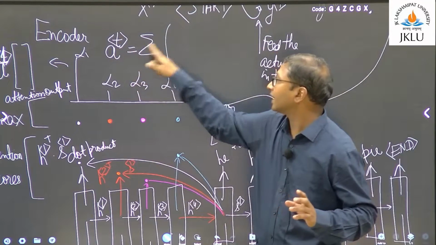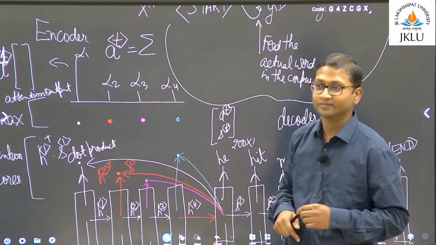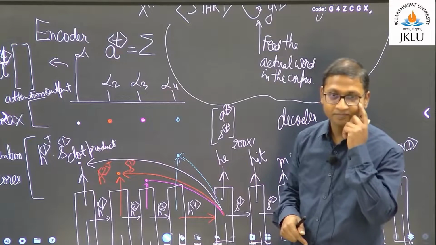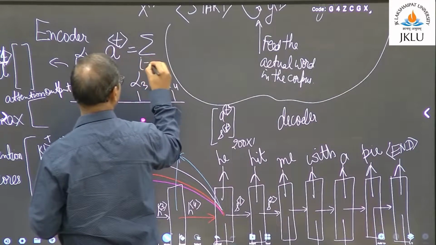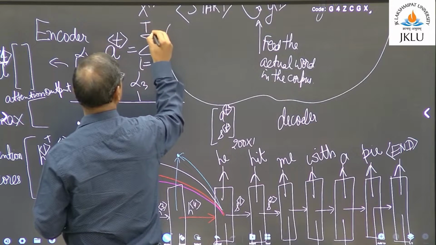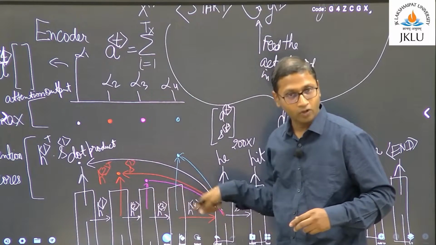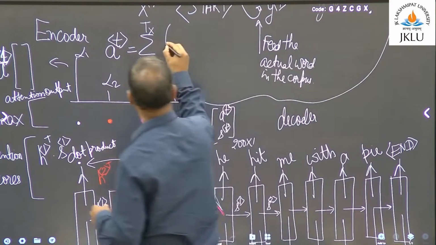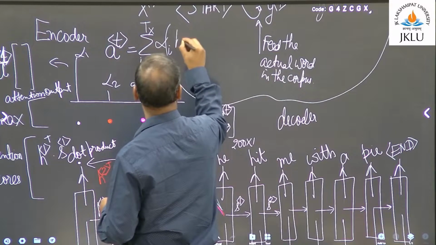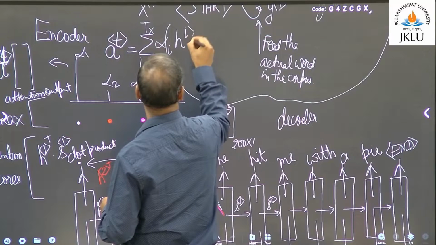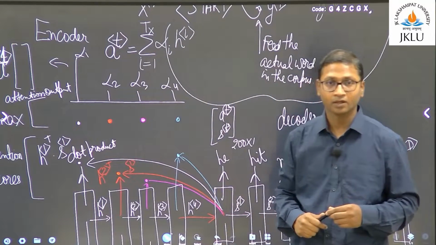See, how do you write A1? Like this. Good that I have not written it here. So i equals 1 to Tx, because I will go over all Tx, and then alpha i, what else? H i.